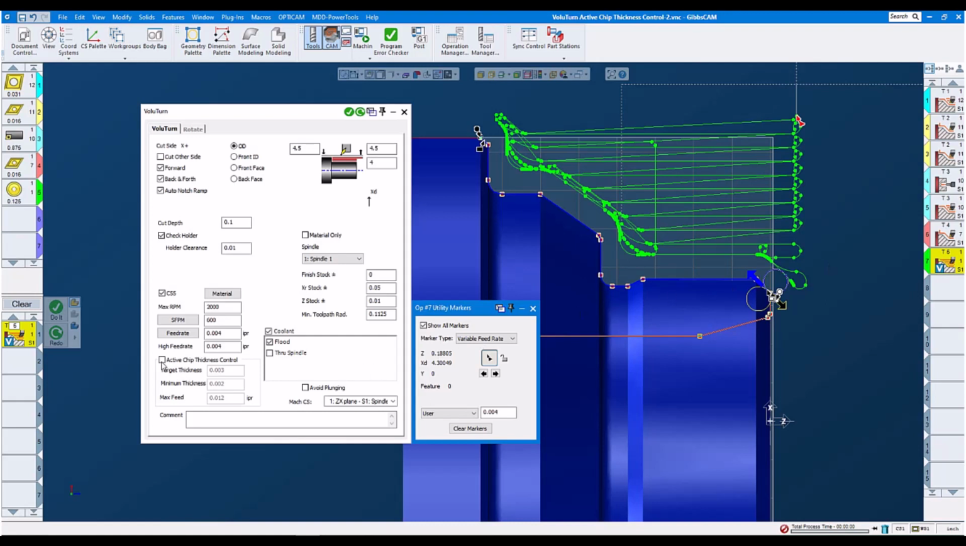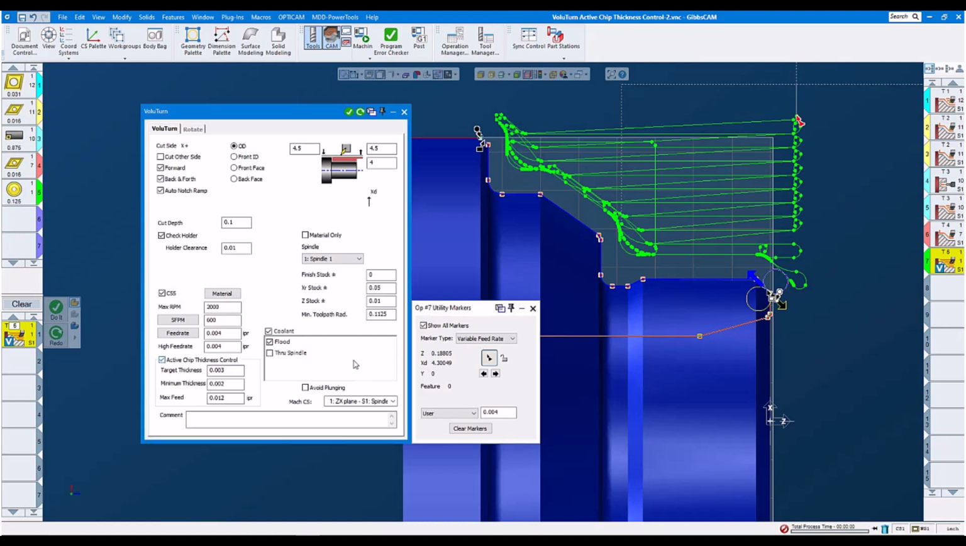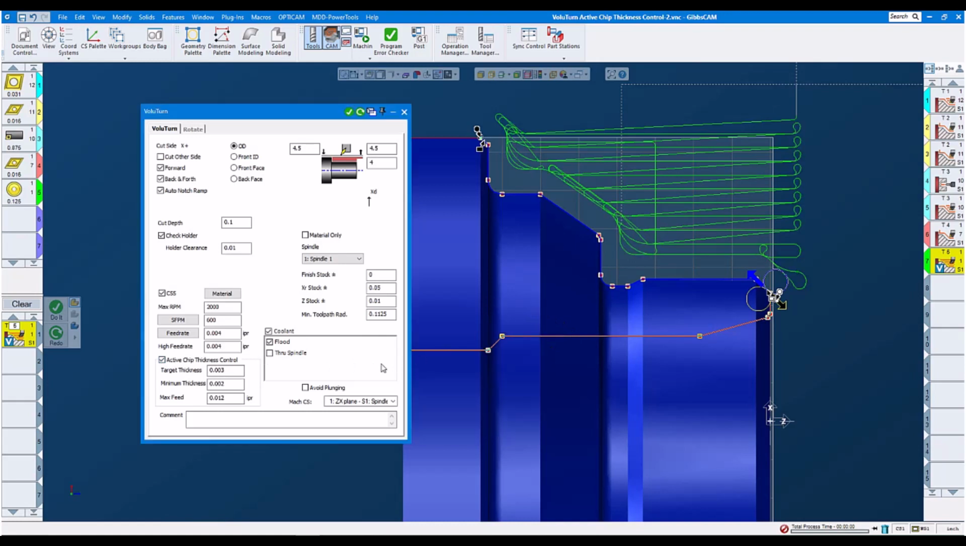Now let's switch on active chip thickness control. The target thickness is 3000, minimum thickness 2000, maximum feed rate is 0.12.